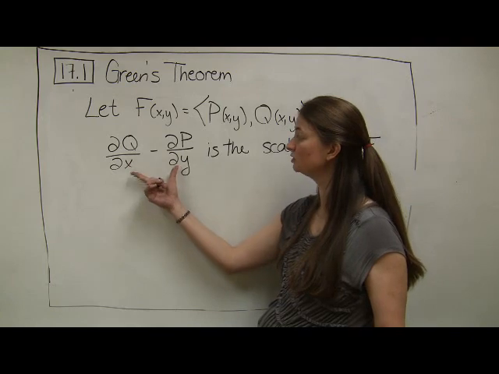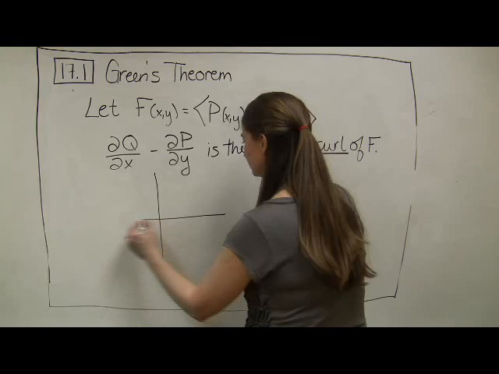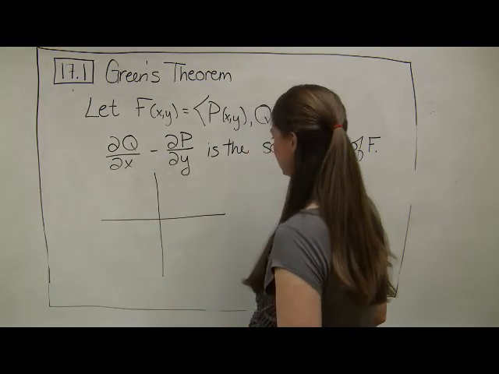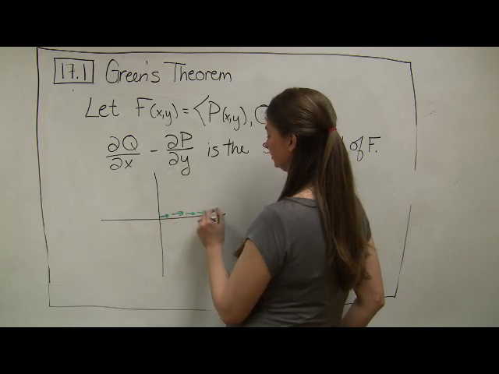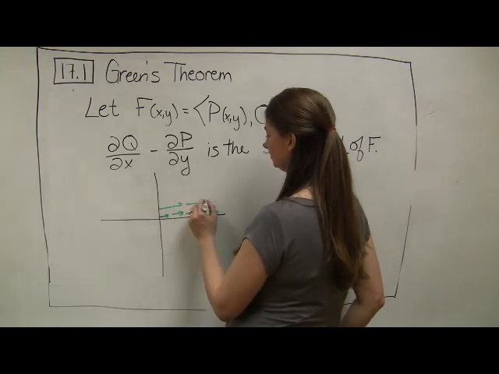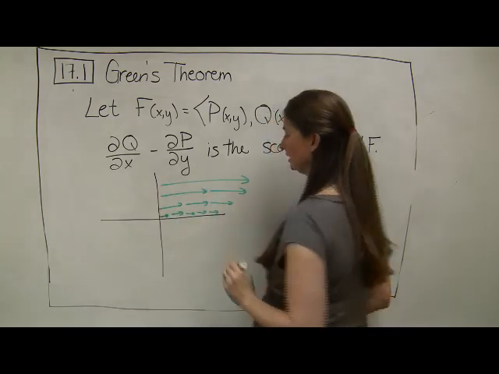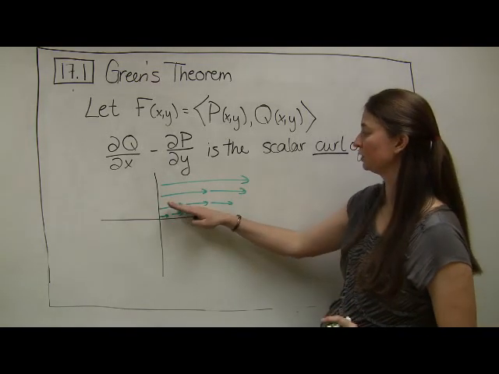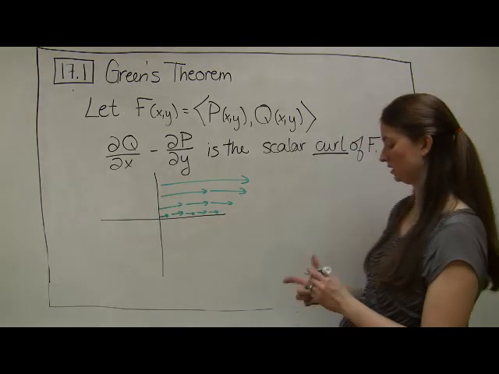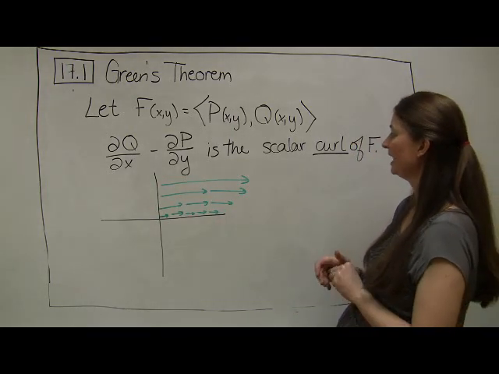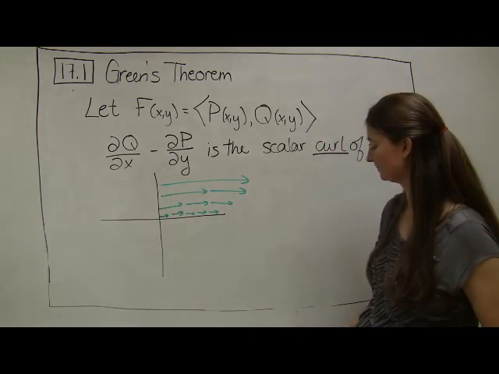It actually has pretty cool geometric implications. If I were to look at some vector field, maybe I should have drawn this vector field in advance, so bear with me. So let's say I have a vector field where it's always 0 in the y component, and it starts out small and gets bigger and bigger for our x components. And I want to know, what is the scalar curl of this vector field? What does it mean geometrically?